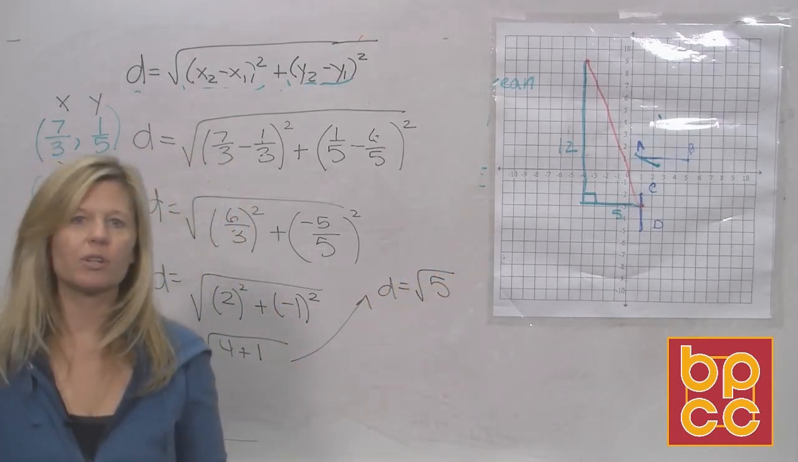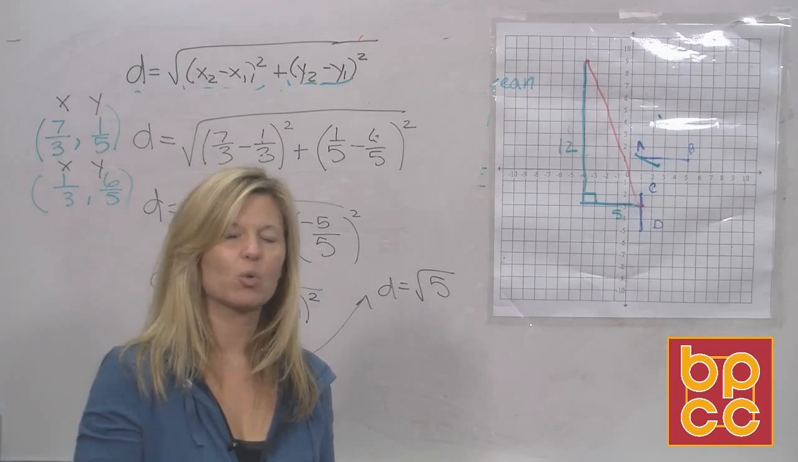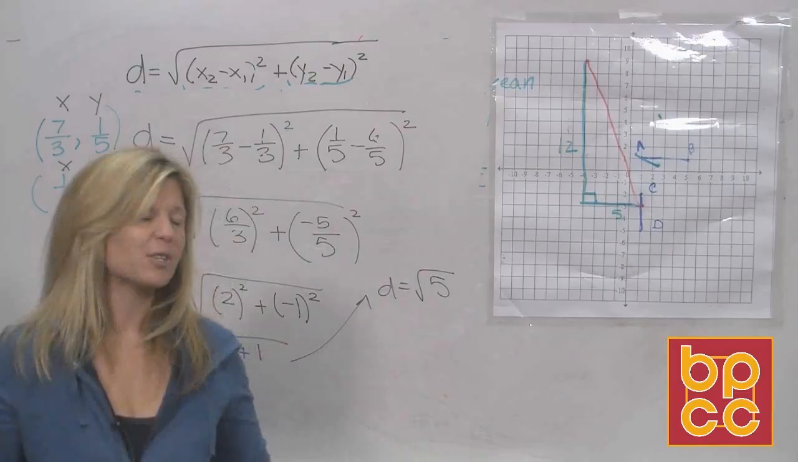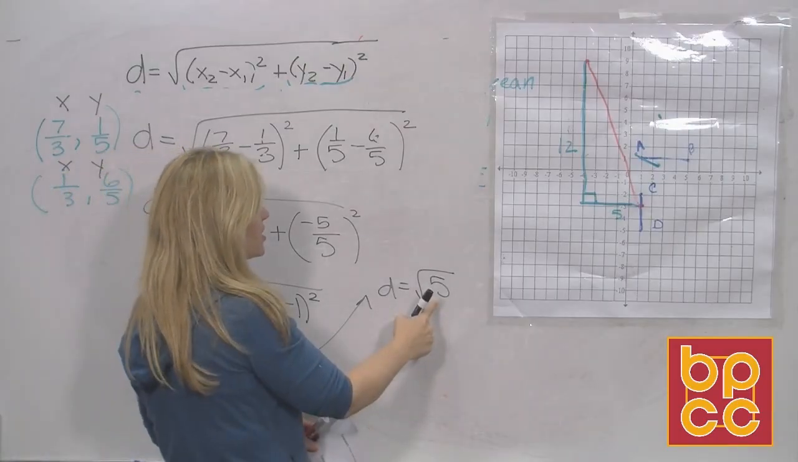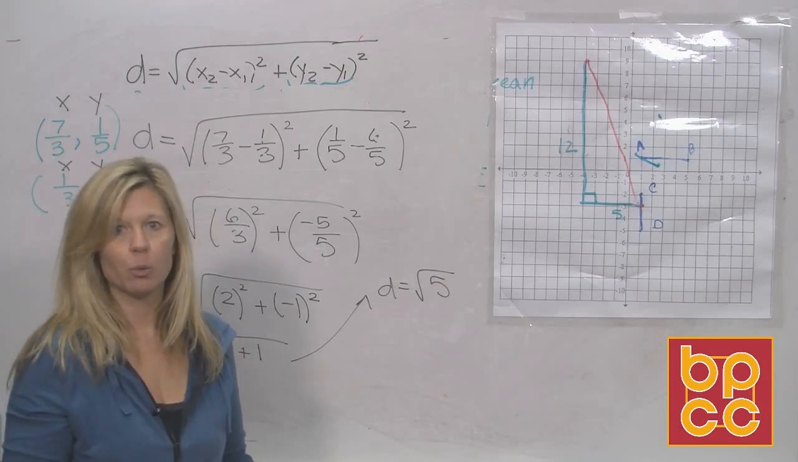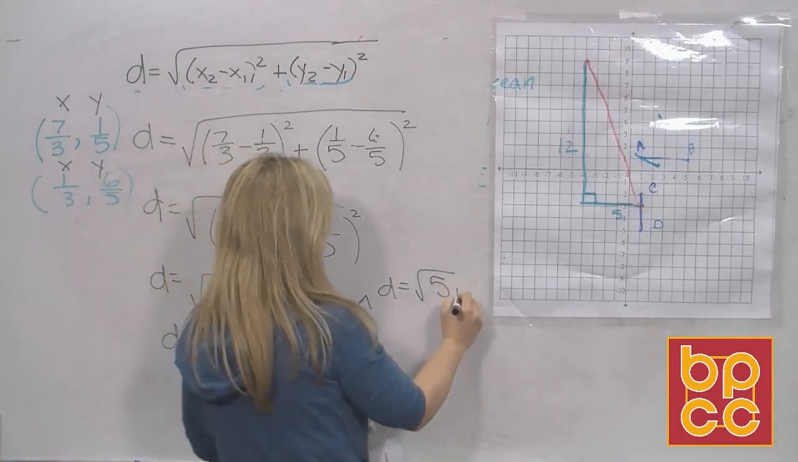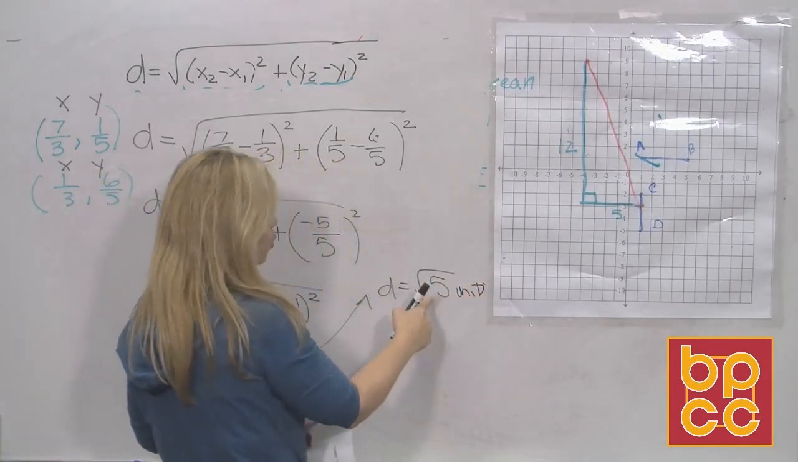Can you square root the number 5? Is there a perfect square in 5? No, 5 is prime. This means the distance is roughly bigger than 2. Okay, how do I know that? Because I know something about square roots.